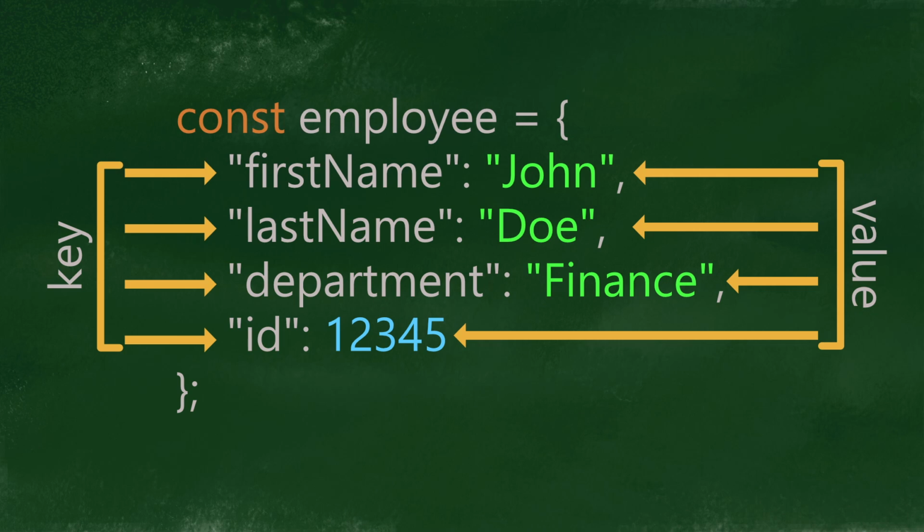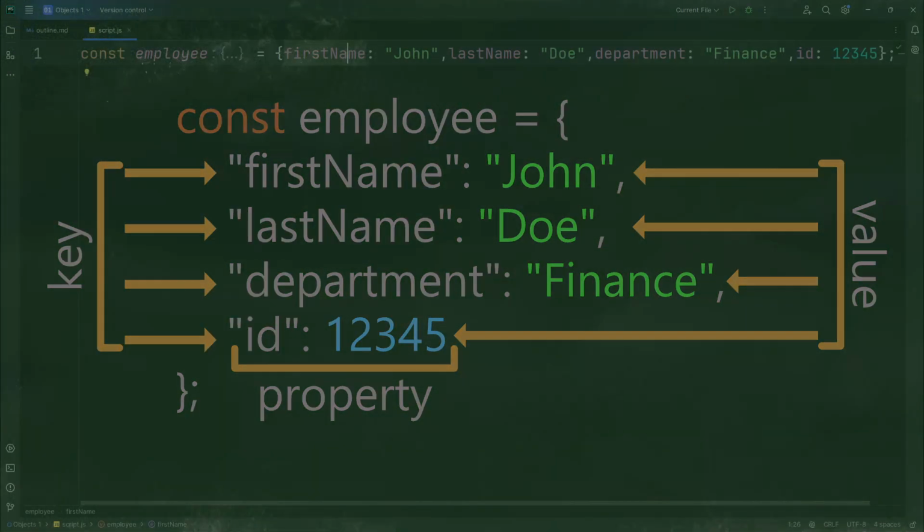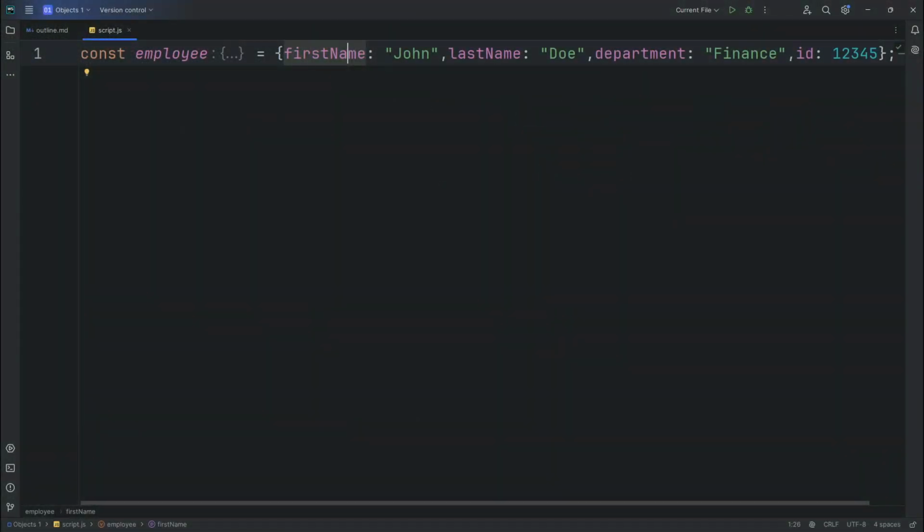Note that the keys can be specified with or without quotes. A key-value pair is known as a property, and keys can also be referred to as property names. Commas are used to separate the properties, and the entire object is surrounded by braces. It is legal to write all of this on a single line, but it's more readable to use line breaks.